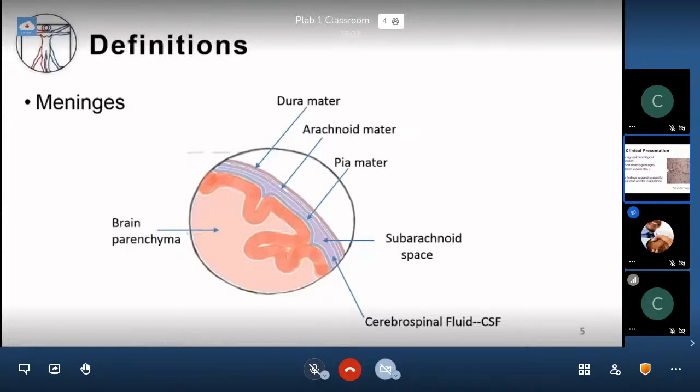Cerebral spinal fluid, or CSF, is in the subarachnoid space, which surrounds the brain. This fluid serves to cushion the brain, provides nutrients and chemicals from the blood, and removes waste from the brain parenchyma.